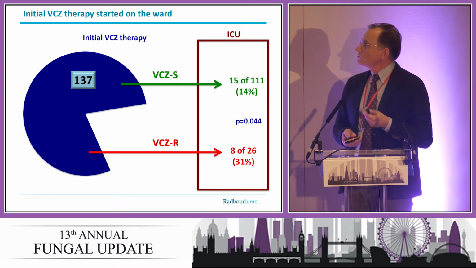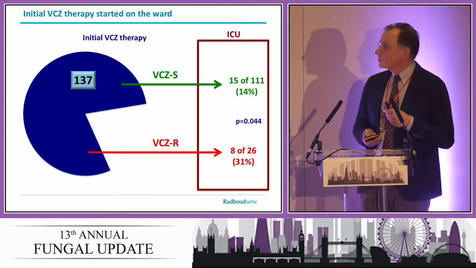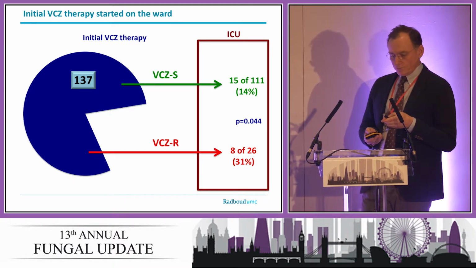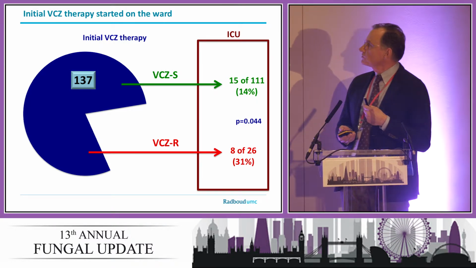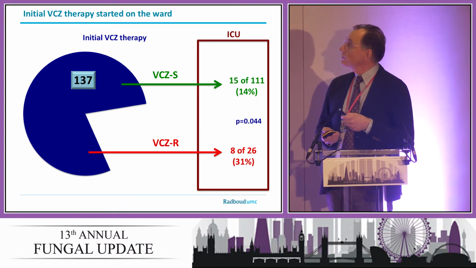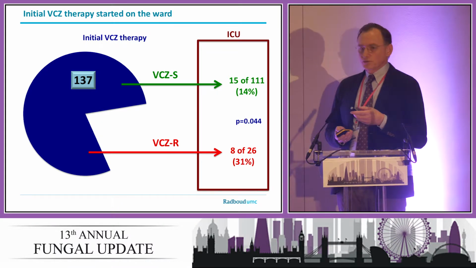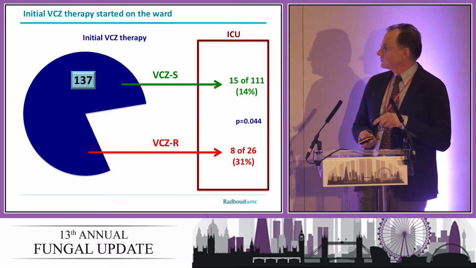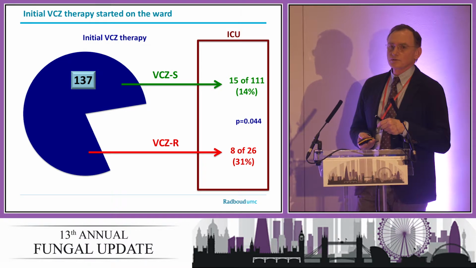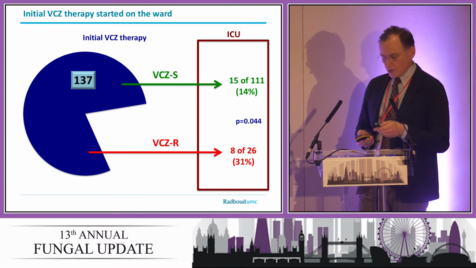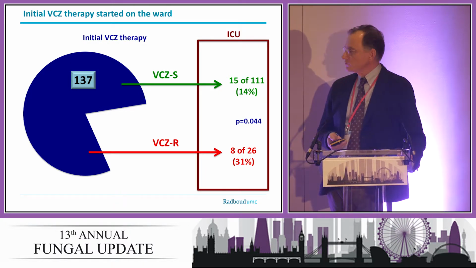So if you look at the patients who started on voriconazole therapy, and they had a susceptible infection, we found that 15 out of 111 went to the ICU. But if they had a resistant infection, it was 31%, and this was also significant. Also indicating that these patients, they fail when they are treated with voriconazole.